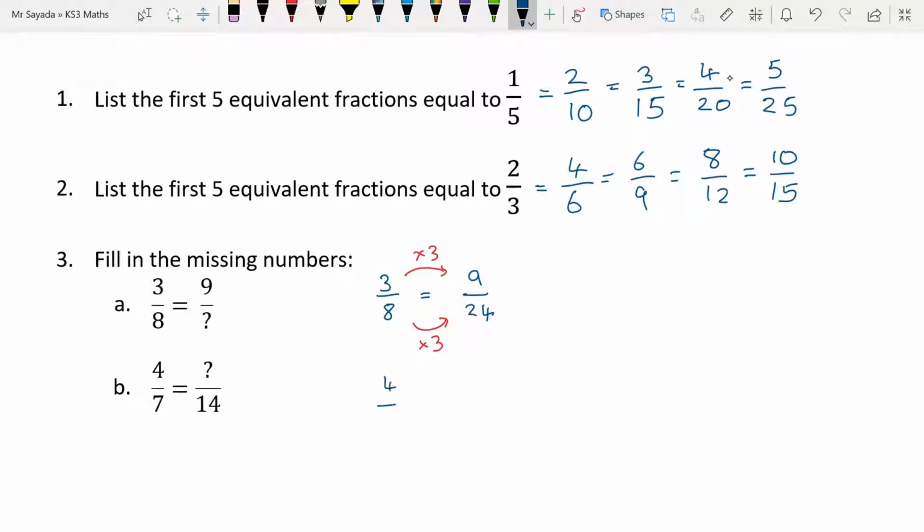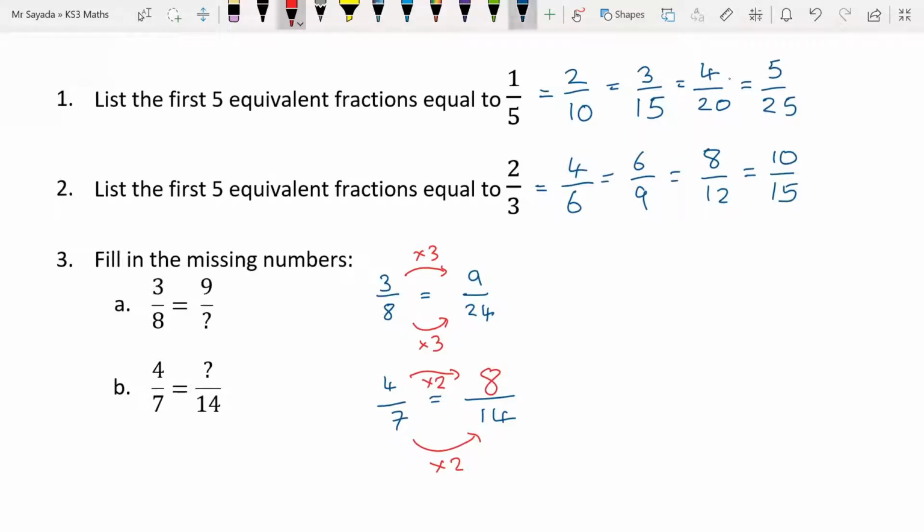And for the next one, we have 4/7 equals something over 14. So what has 7 been multiplied by to get to 14? It's been multiplied by 2. So what do we need to multiply 4 by? We need to also multiply it by 2, and that makes 8. So 4/7 is the same as 8/14.